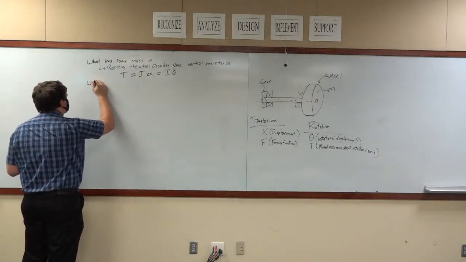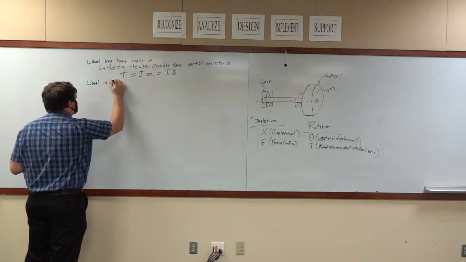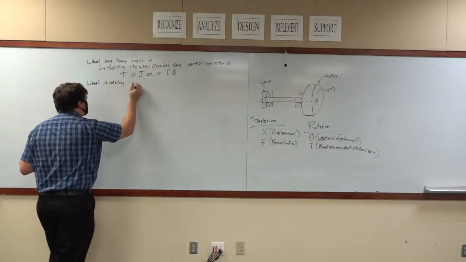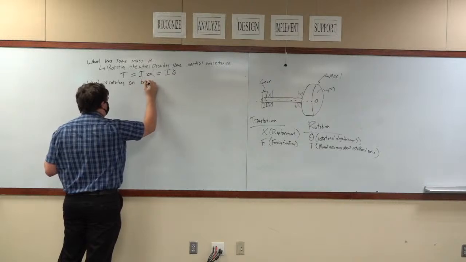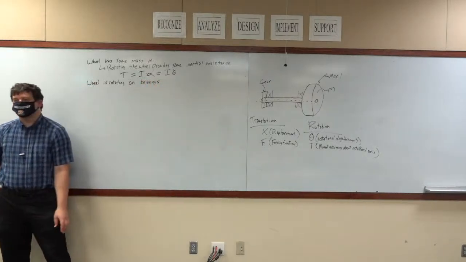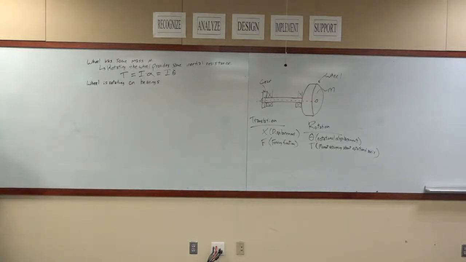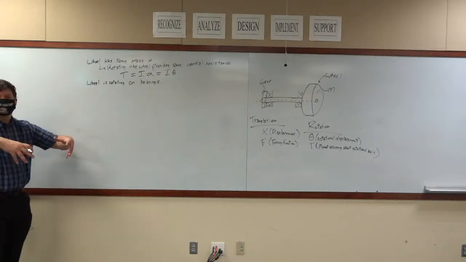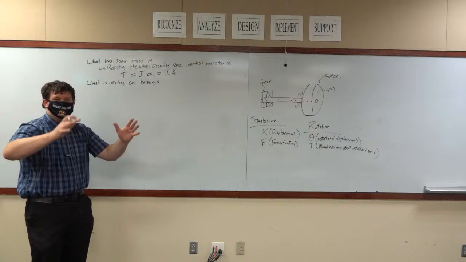So the wheel is rotating on bearings. The bearings support it, the bearings hold it up. The bearings are ultimately what stabilize it. The bearings serve as boundary forces that prevent that axle from moving in any linear direction.